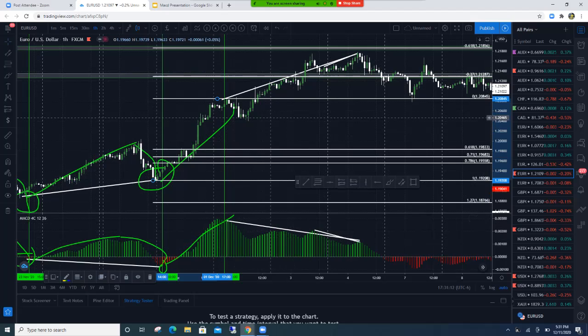So these are the two ways that I use the MACD that very few people have actually found. And this is a way where you can use the MACD in a professional way to where you're actually able to profit and be accurate in trading.